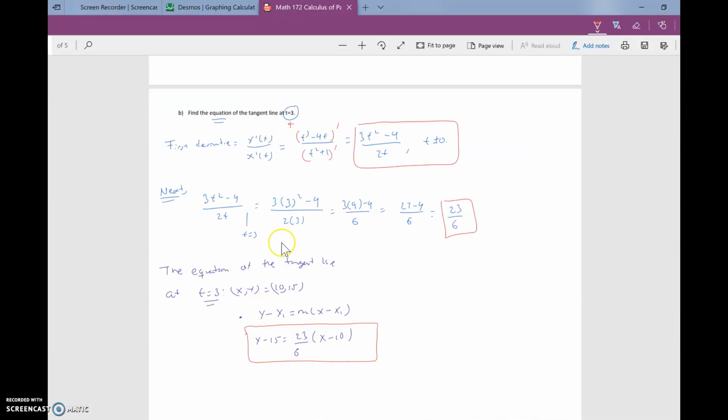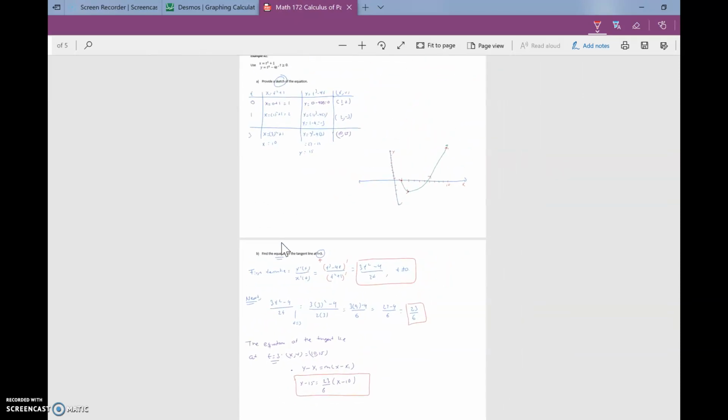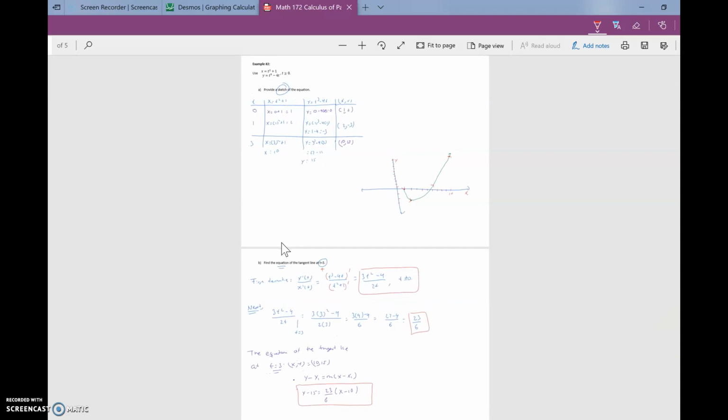So for our problem, I'm just going to leave it in that form. They're not asking for a sketch. That would be it for this one. So for the equation of the tangent line, if they don't mention, you can leave it in point slope form. So that means you can leave it in this form. That would be perfectly fine.